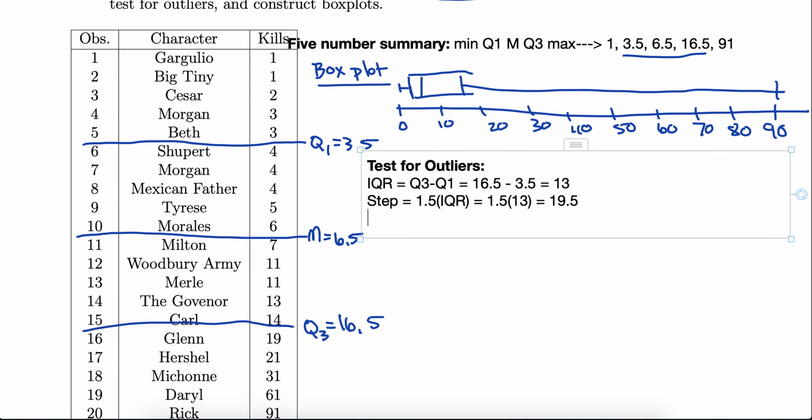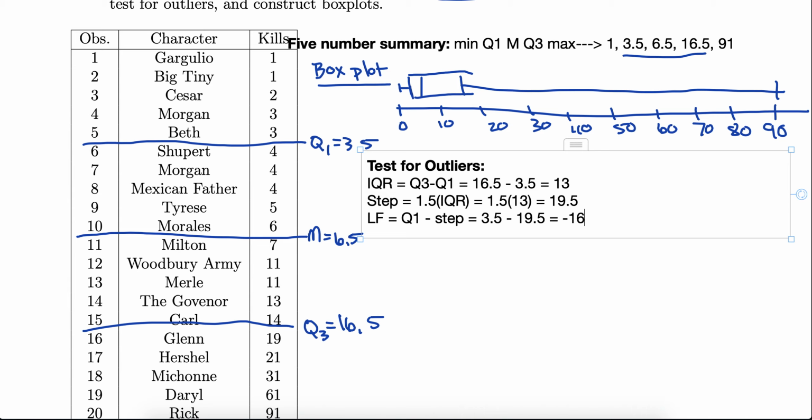All right, now we're finding our boundaries for what's considered an outlier. So our lower fence, again, I'll start abbreviating it LF, feel free to do the same, is the lower 25%, Q1, and I'm going to go back that step amount. So in our particular problem, our Q1 was 3.5, and I'm going to go back that 19.5, my step amount. And that's going to give you negative 16.